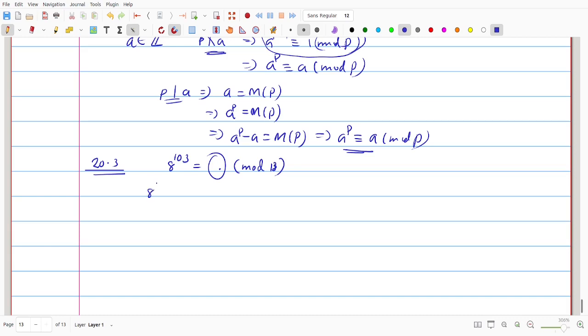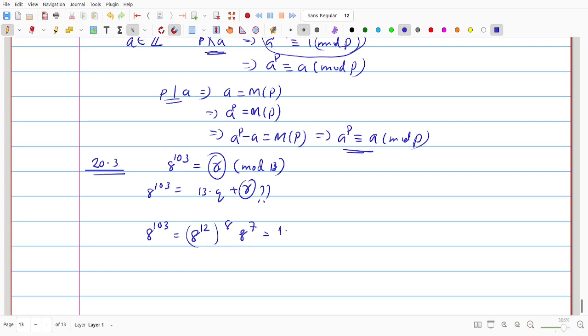That means if you write 8 raised to 103 is equal to 13 times q plus r, then how will you find r? So r will satisfy this equation. Okay, so how will you find r? This is the first question. This is easy to evaluate, because 8 raised to 103 can be written as 8 raised to 12, whole raised to 8, into 8 raised to 7. Okay, so this can be written using that 8 raised to 12 is congruent to 1 mod 13.